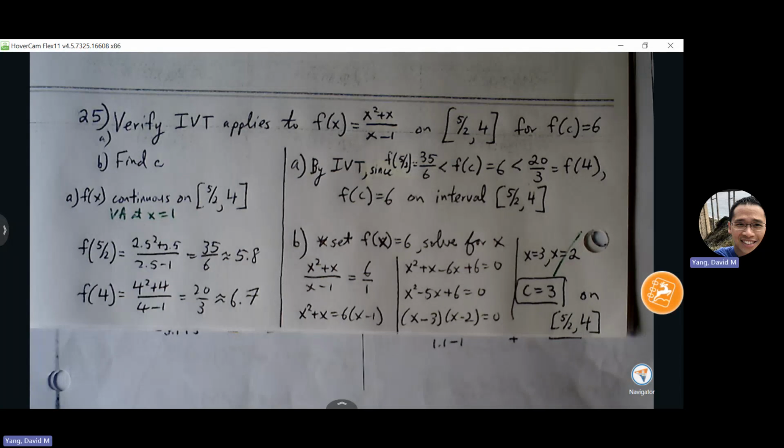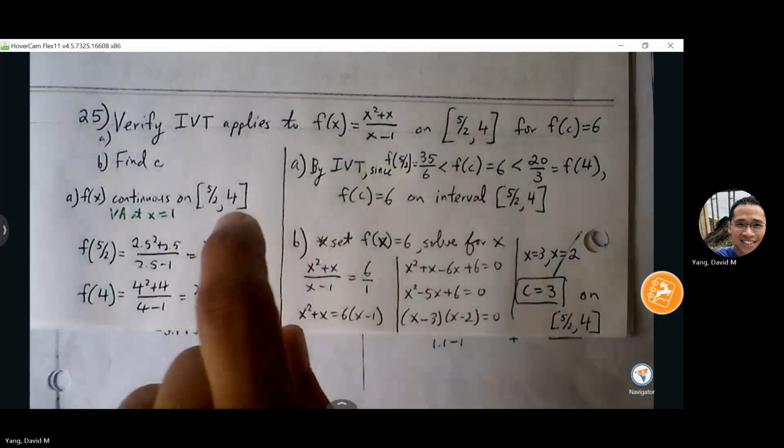And then part B is saying find that C value. Okay, where is the location where the graph is equal to 6? So basically we just set the function equal to 6 and solve for x, right? We're just plugging in 6 for the y and solving for x. So here I set my function equal to 6, I cross multiplied, I solved for x. Now, when I factor and solve for x, I'm getting two values, 3 and 2.